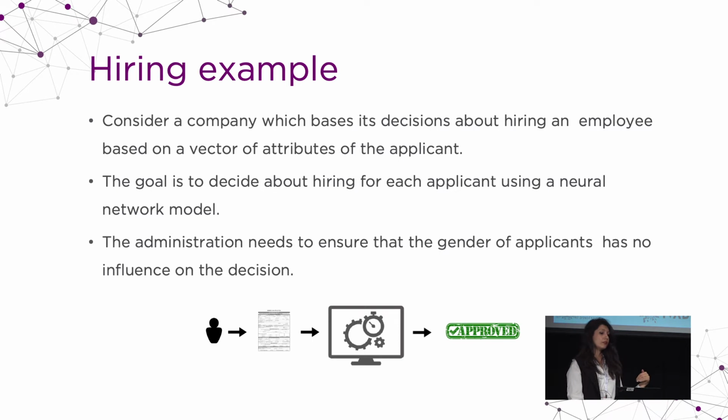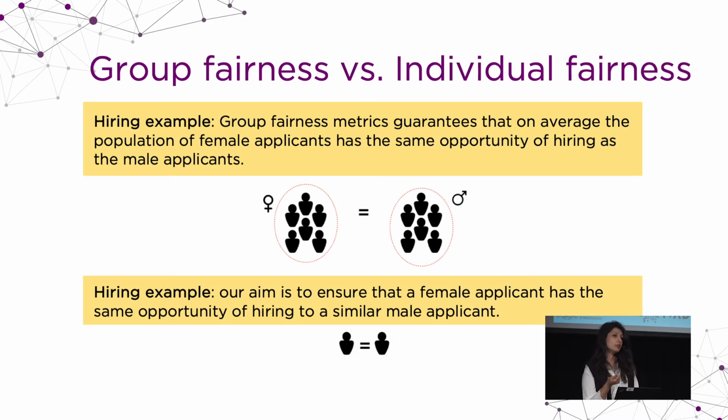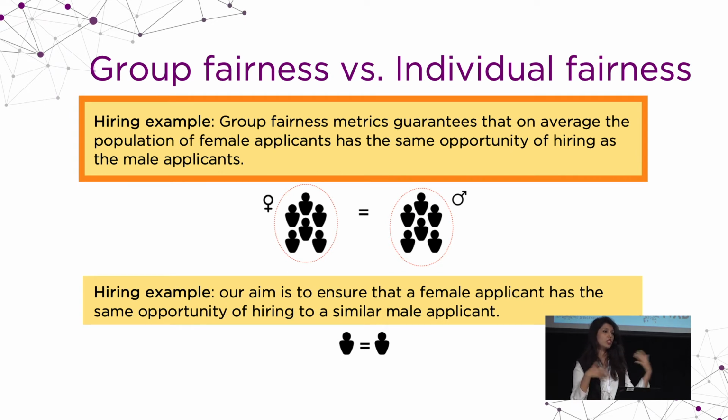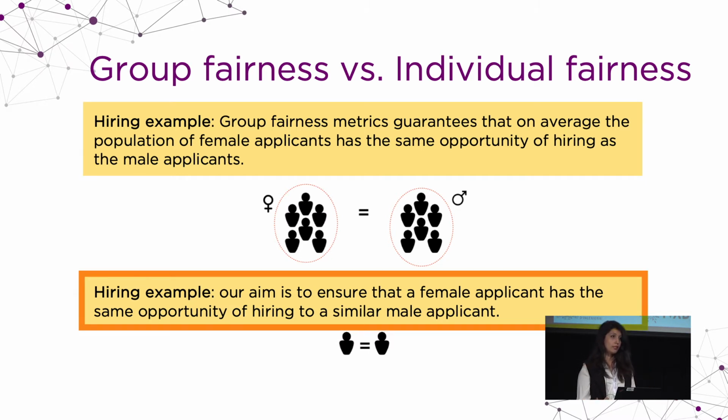In the case of hiring, for instance, assume that there is a company that wants to use this neural network. Using this neural network, they want to make sure that the gender of the applicant has no influence on the outcome. So they have this model, what should they do? If we consider group fairness, that means we need to check that for the populations of male and female, the opportunity is the same for both of them. In terms of individual fairness, which is the work that I'm doing, I want to make sure that each female applicant has the same probability of getting the positive decision as a male applicant.